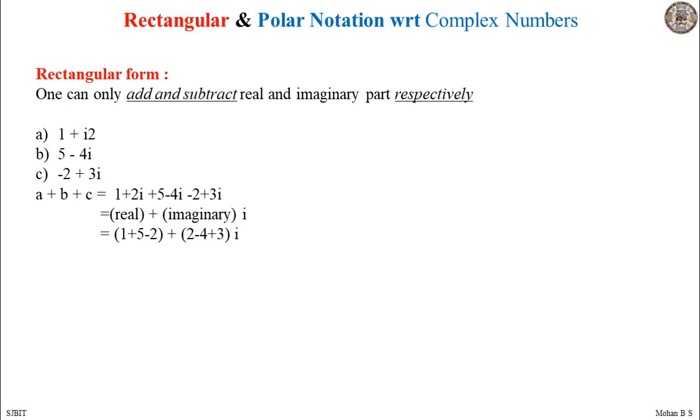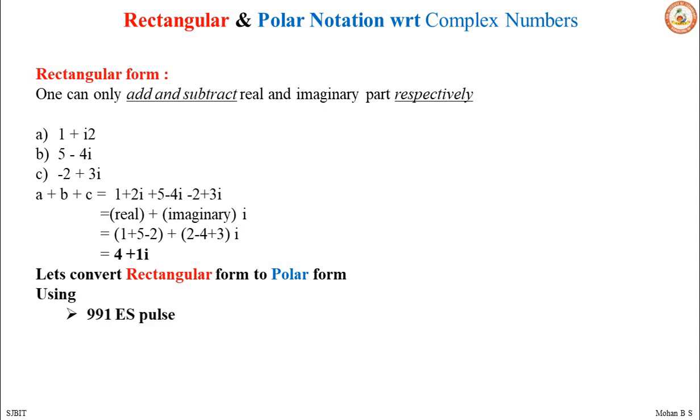What you have to remember is that the syntax in the calculator is a plus or minus bi, but not a plus or minus ib. When we write, we write as 1 plus i2, or a plus or minus ib, right? But when you type in the calculator, the syntax is a plus or minus bi. So you can see in the given question, it is 1 plus i2, but in the calculator we have to type 1 plus 2i, right?